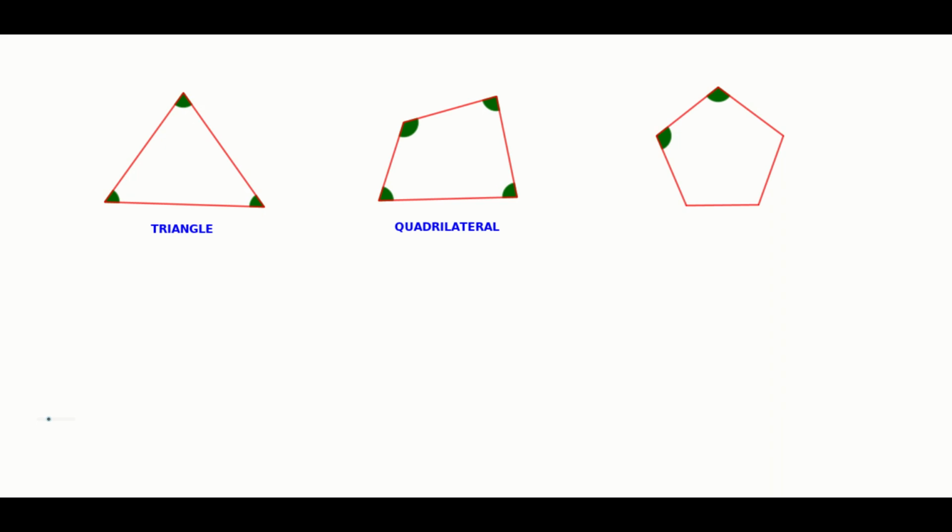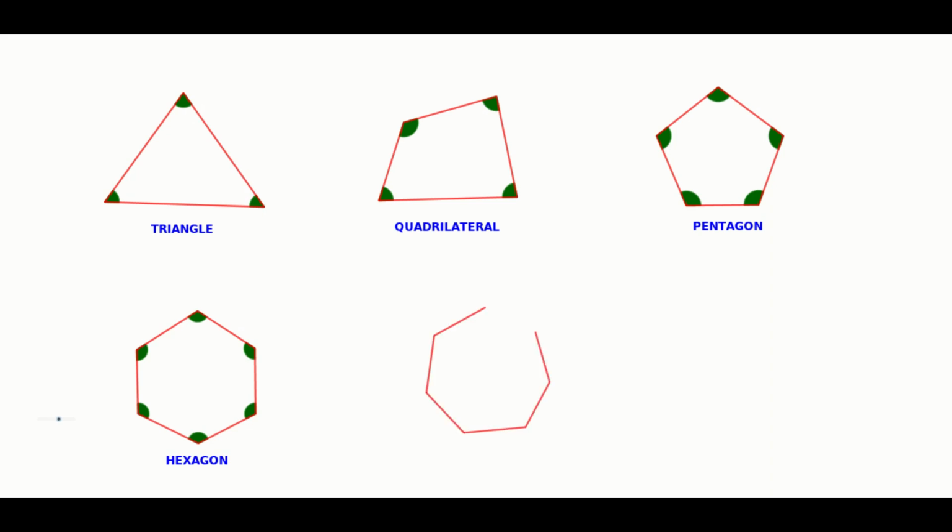A closed figure with three sides and three angles is called a triangle. A figure with four sides and four angles is called a quadrilateral. Five sides and five angles make a pentagon. A figure with six sides and six angles is a hexagon.